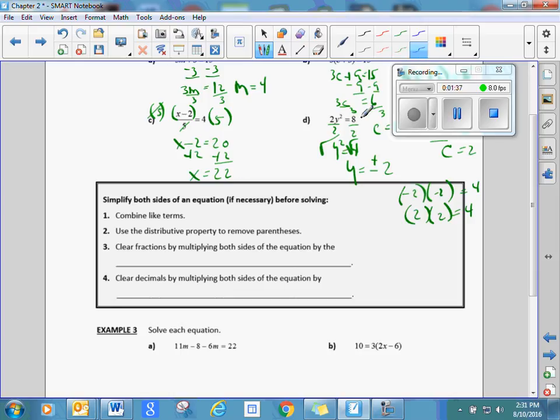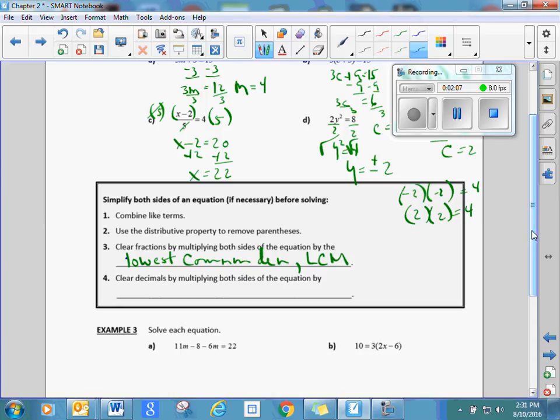So the lowest common denominator, some books call it the least common multiple, LCM. So we'll go through a couple examples and hopefully this will come back to you, what we did before. And then we need to talk about clearing out decimals.